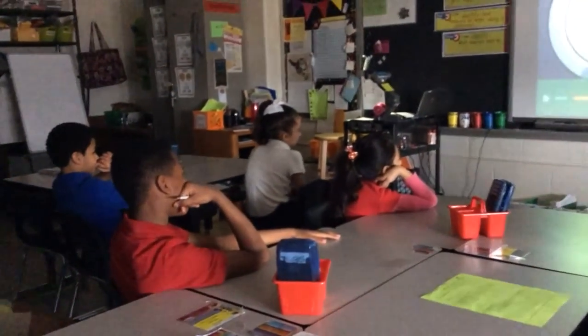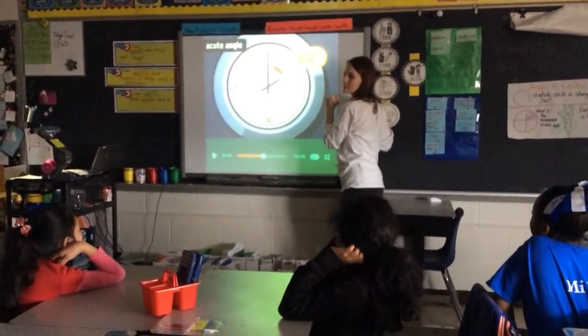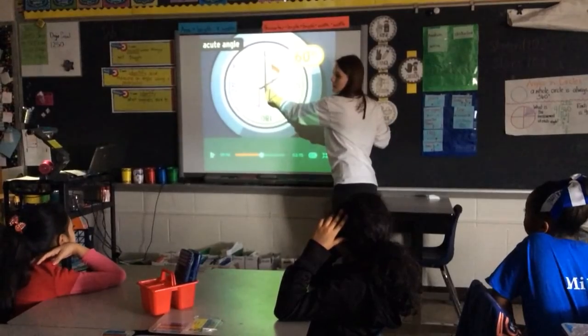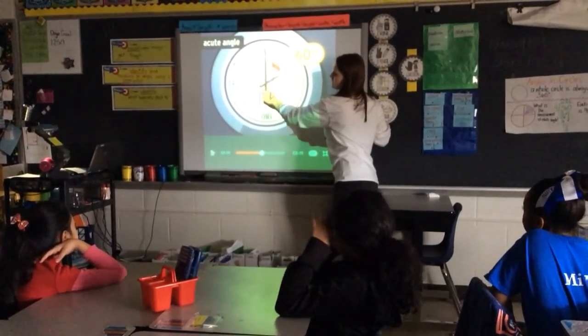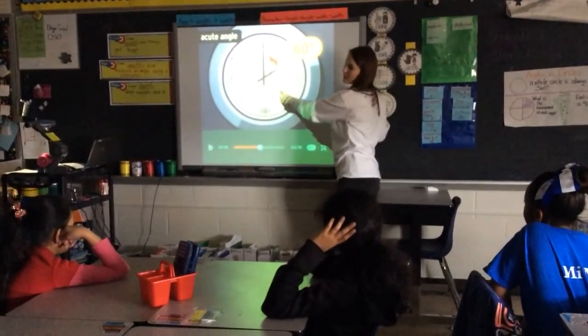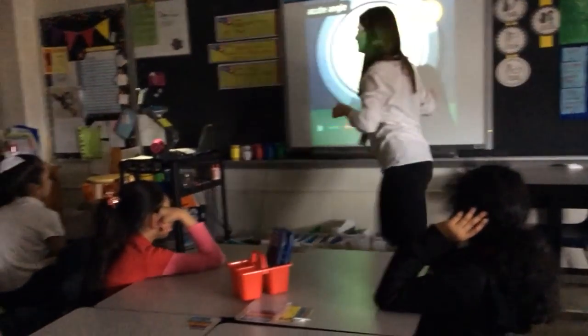Yes, Grace? Why is it across from each other like an intersection line? Because the vertex is where 2 lines intersect. Oh! So we're not measuring this right here. This is just overlapping because it's a minute hand and an hour hand on the clock. So just look at this angle right here.